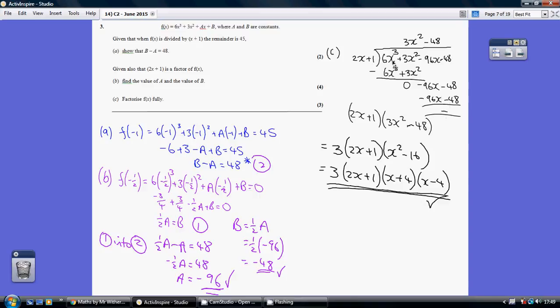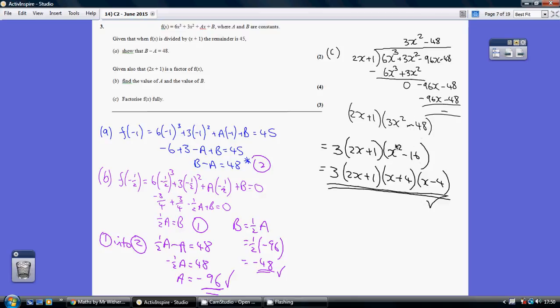So basically our first step of factorizing is to say that this cubic breaks down to 2x plus 1 multiplied by 3x squared minus 48. Now this isn't fully factorized yet, so first thing I've noticed is that 3 is a factor of the second bracket, so I've taken the 3 outside. So 3, 2x plus 1, and having taken the factor of 3 out, I'm left with x squared minus 16.